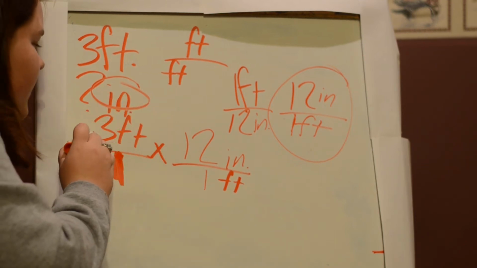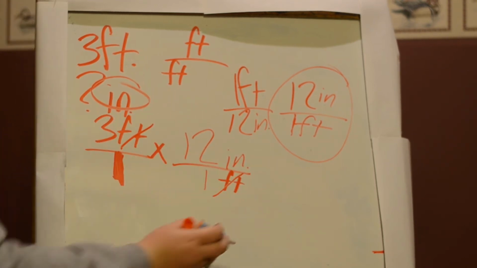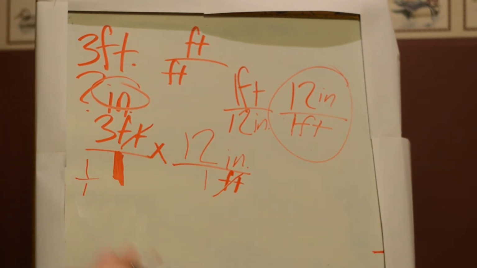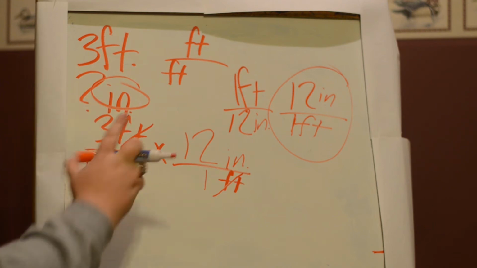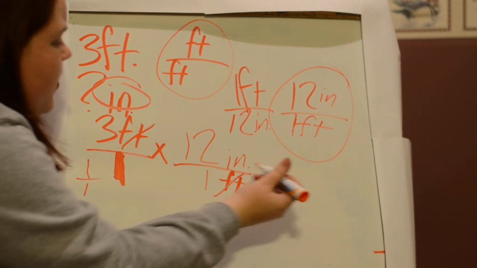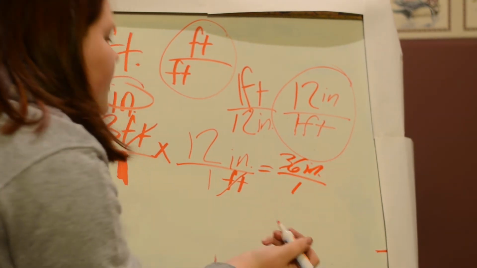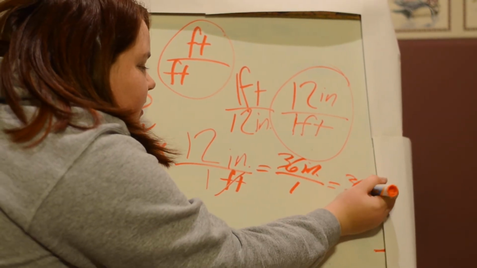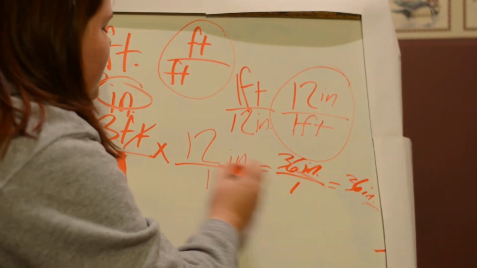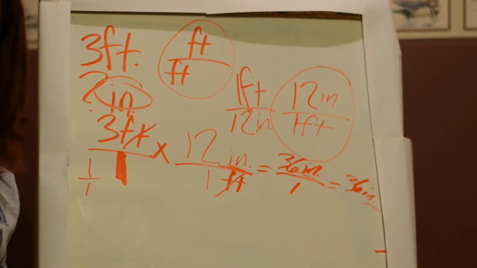So you're going to do 3 feet times 12 inches, and the feet units cancel out because it's like dividing 1 over 1 or 5 over 5 or x over x, anything like that. The feet cancel because it's feet over feet. So then you just do 3 times 12 and you're going to get 36 inches over 1, which just becomes 36 inches. And the units are crucial in these. If you do not get the units correct, you will not get the problem correct in any shape, form, or fashion.